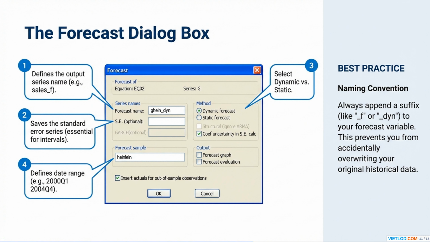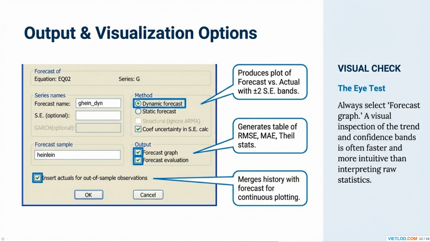Next, you'll choose the forecast method. Select Dynamic Forecast for true out-of-sample predictions into the unknown future, or Static Forecast for in-sample validation. Finally, you specify the forecast sample period, for instance from 2000 Q1 to 2004 Q4. Remember to check the boxes for forecast graph and forecast evaluation to get immediate visual and statistical output, which will be vital for assessing your model's performance.